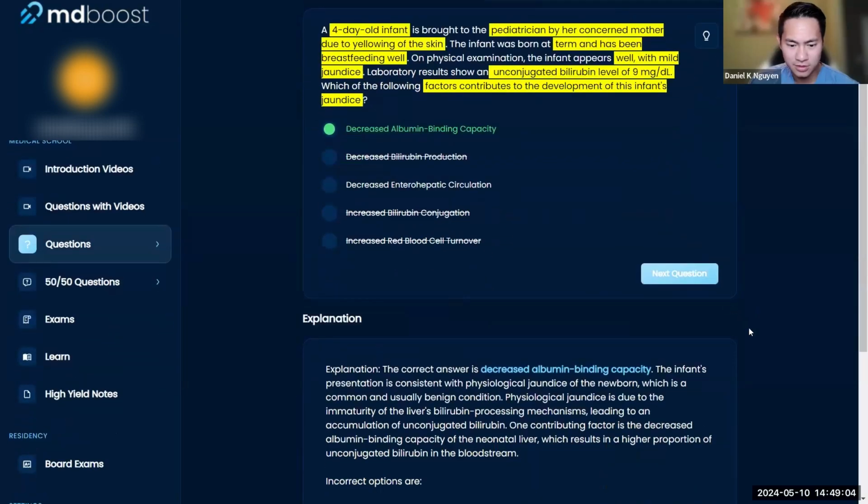Okay, good. So the infant's presentation consists of physiological jaundice of the newborn, which is a common, usually benign condition. Due to immaturity of the liver's bilirubin processing mechanism, there is accumulation of unconjugated bilirubin. One contributing factor is decreased albumin binding capacity of the neonatal liver, which results in a high proportion of unconjugated bilirubin in the bloodstream.